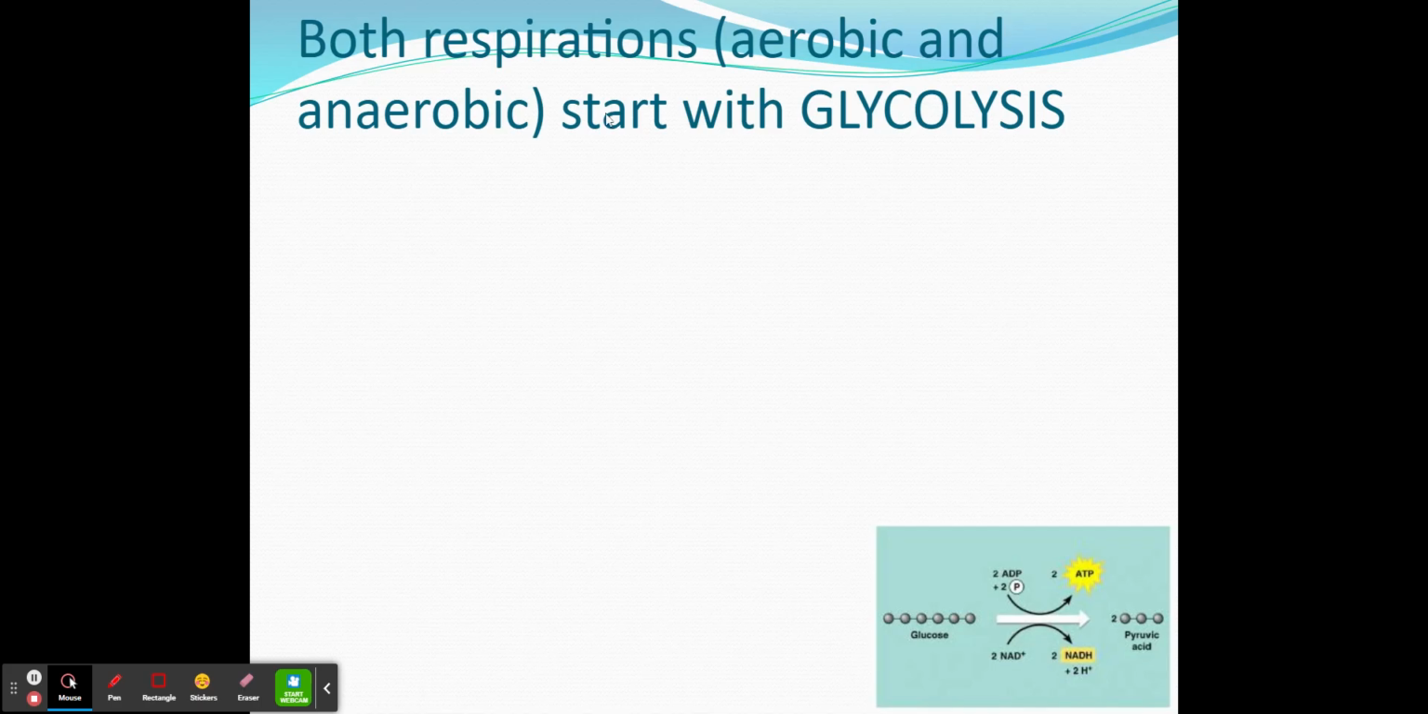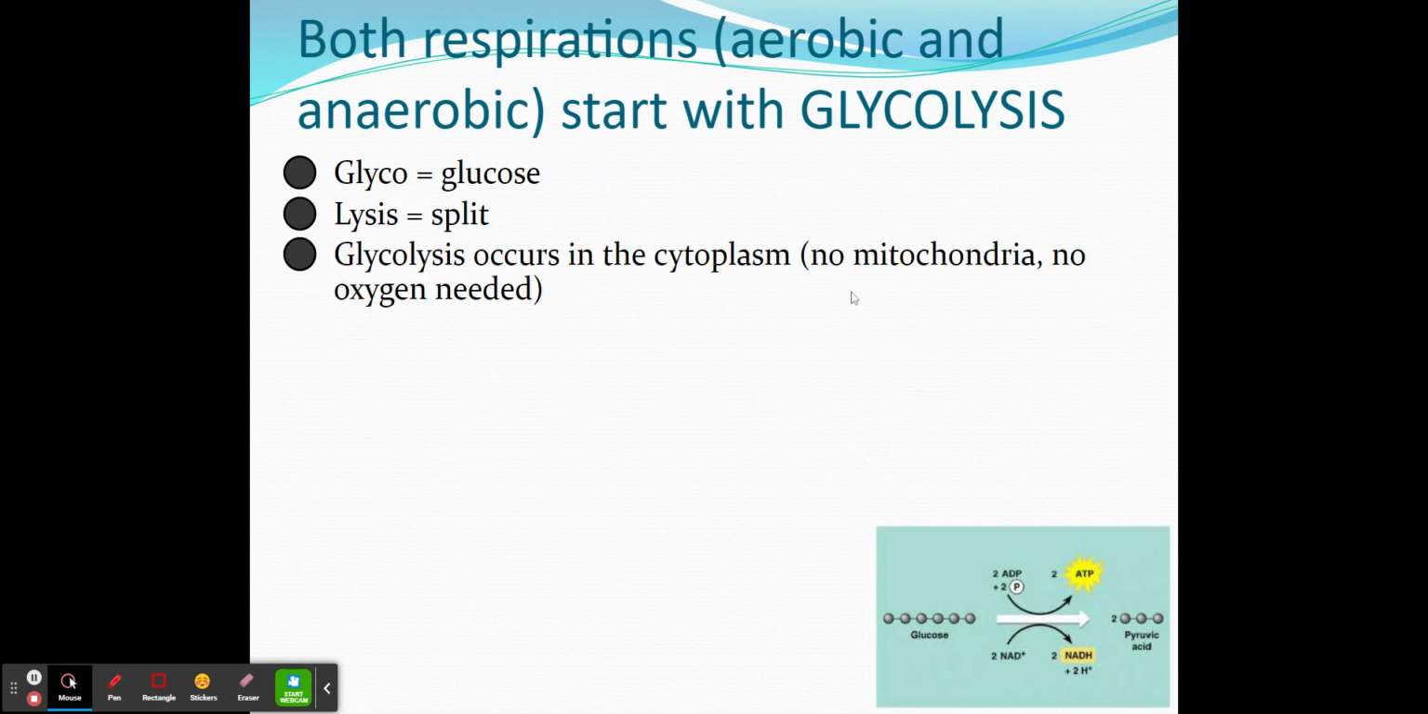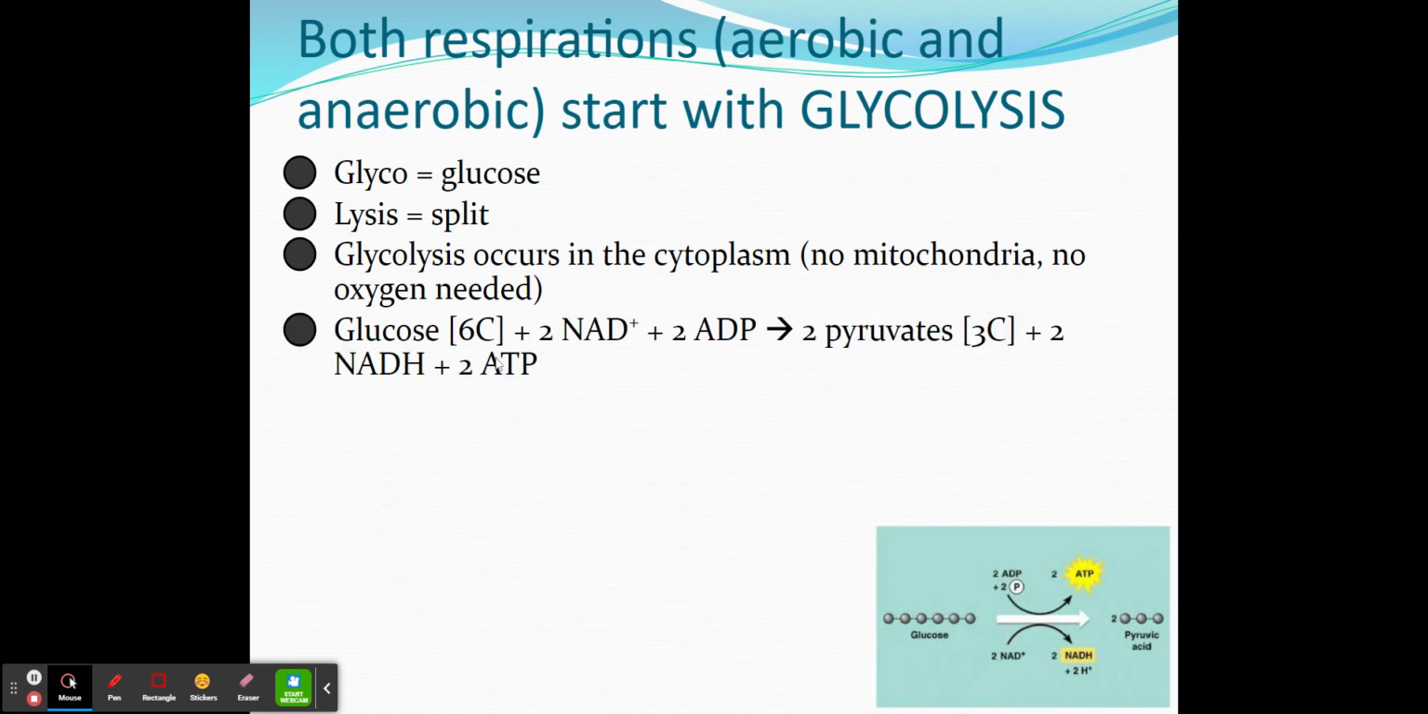Okay. So, the odds of glycolysis being on your test are very high because both aerobic and anaerobic always start with glycolysis. GF for anaerobic, glycolysis fermentation, and then GLKEC for aerobic. Both start with a G. Glyco means glucose. Lysis means split. We are splitting glucose. This happens in the cytoplasm. If you could survive from glycolysis, which some bacteria can, you wouldn't need to breathe, because this doesn't need oxygen.